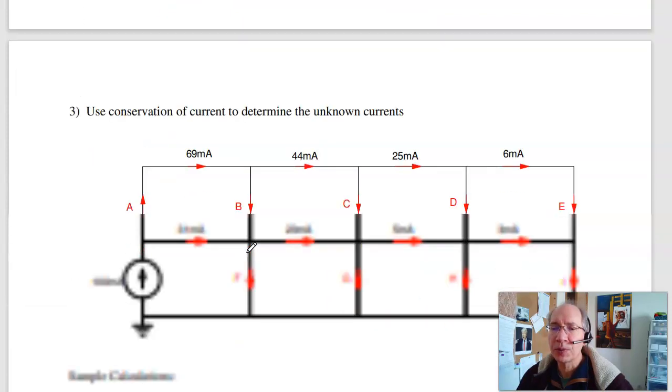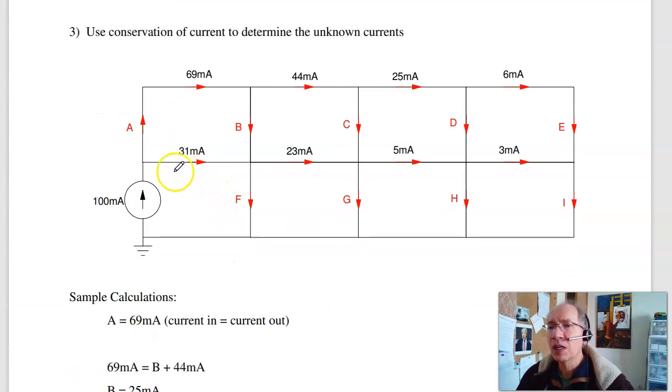Problem 3, conservation of current. Conservation of current says if I have 100 milliamps flowing in, at this point, I've got to have 100 going out. So 31 goes right, the remainder goes up. This has to be 69 milliamps. And also right here, I've got 69 going out, I have to have 69 going in. At any point, current has to add to 0. For B, 69 coming in, I've got to have 69 coming out. 44 goes right, which means I've got 25 milliamps going down.